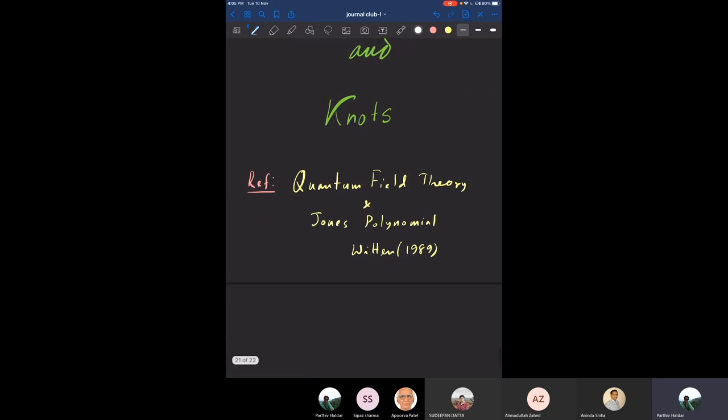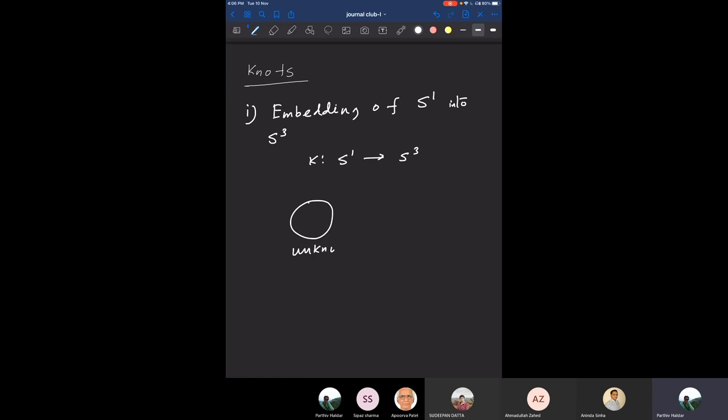Before starting, let me recapitulate quickly, because we don't need much. What were the basic points about knots? Knots are essentially embeddings of S1 into S3. So a knot is basically a smooth embedding of S1 in S3. This is an unknot. We usually present knots by their projection on a two-dimensional plane. And this is the famous trefoil knot, the first non-trivial knot.